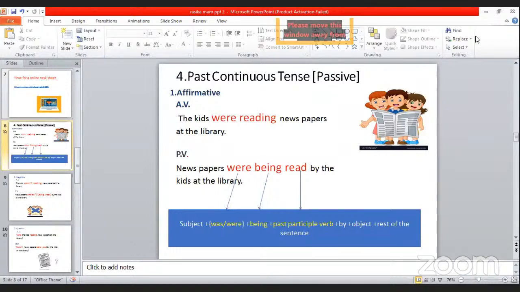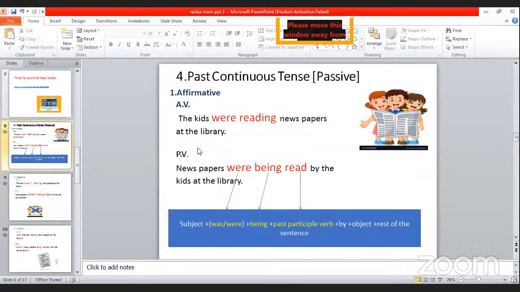Was is used with singular nouns and were is used with plural nouns. The kids were. Why did I use were here? Because our subject is a plural noun. The kids were. Now it's the continuous tense, so you have to use the ing form. The kids were reading newspapers at the library.